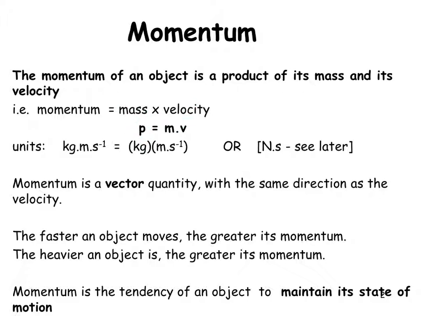Momentum is measured in a unit. Well, mass is measured in kilograms. Velocity is meters per second. So momentum must be kilogram meters per second. As simple as that. It turns out that kilogram meters per second is the same as Newton seconds.